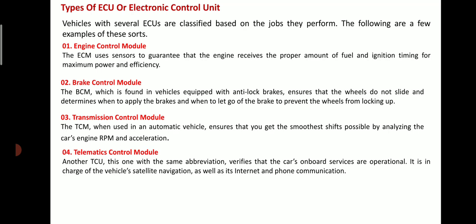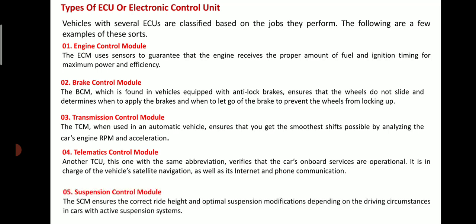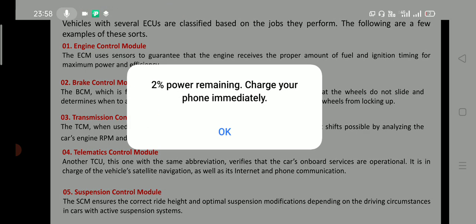Another TCU, this one with the same abbreviation, verifies that the car's onboard services are operational. It is in charge of the vehicle's satellite navigation as well as its internet and phone communication. The suspension control module, SCM, ensures the correct ride height and optional suspension modification depending on the driving circumstances in cars with active suspension systems. So these are some of the types of ECU.